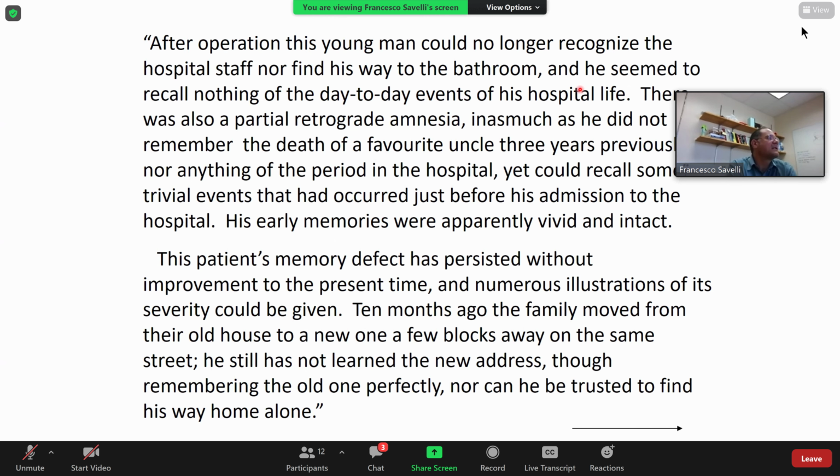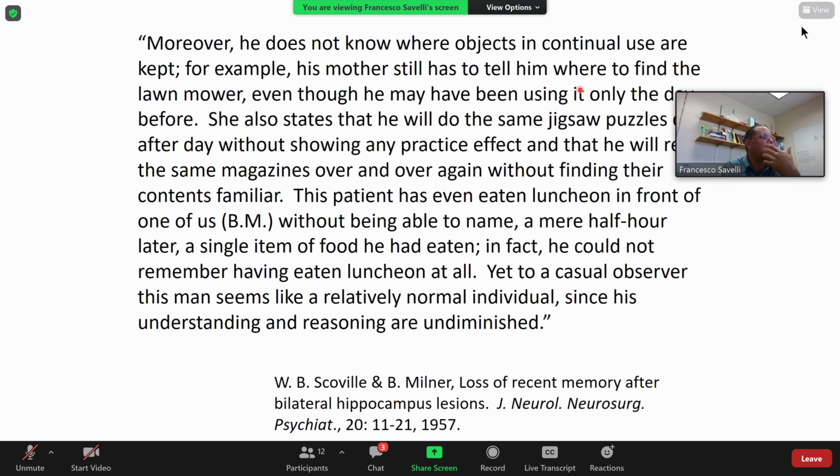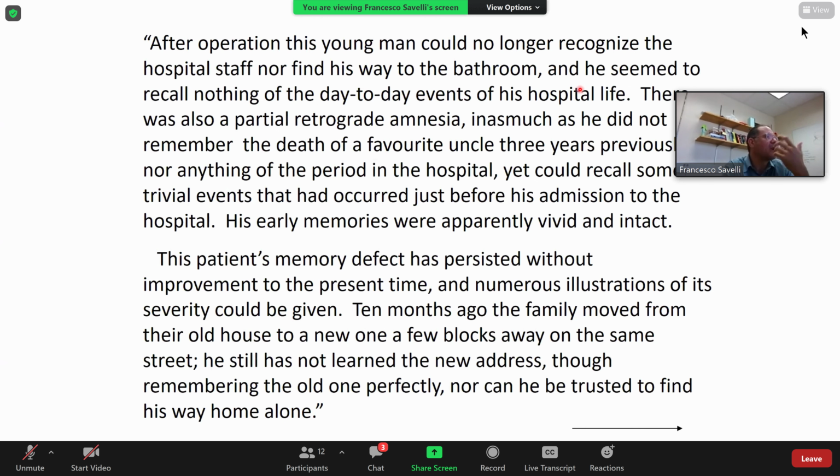So, here's a couple of slides where I put an early description, 1957, so you can read about it, but basically it gives you examples of how this loss of memory would work. There was some partial retrograde amnesia, so he didn't remember some things about 3 years previously, or anything of the period in the hospital, but could recall some trivial events that occurred just before his admission to the hospital. His early memories were apparently vivid and intact.